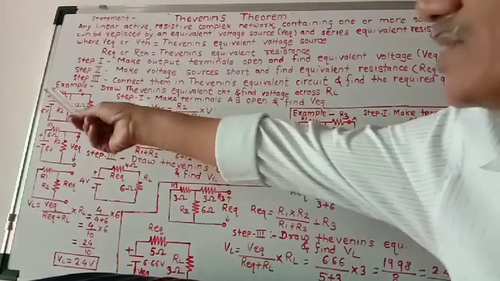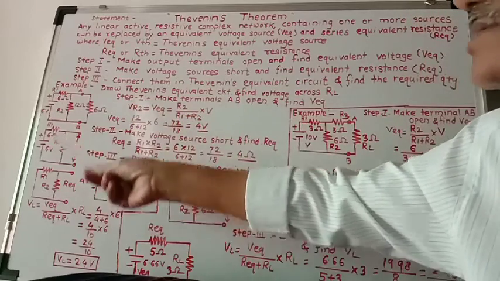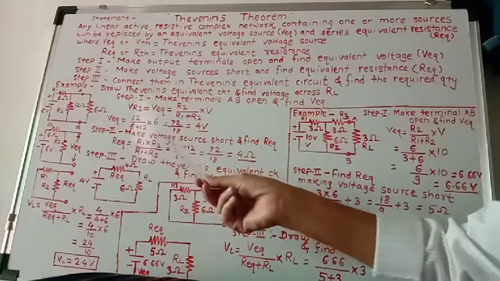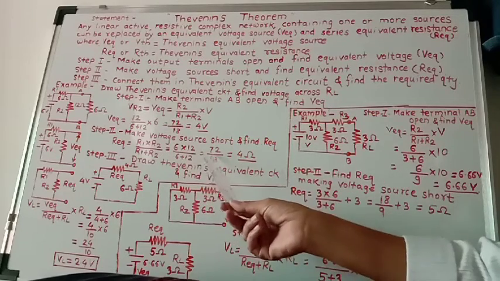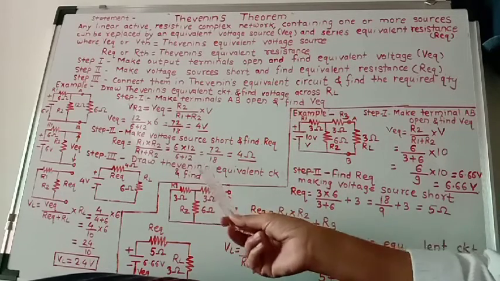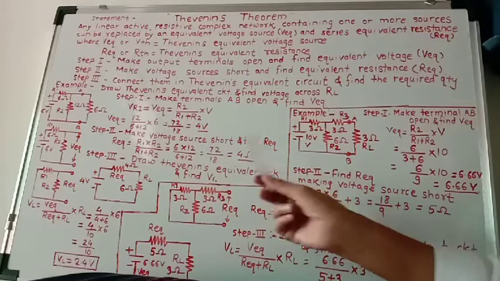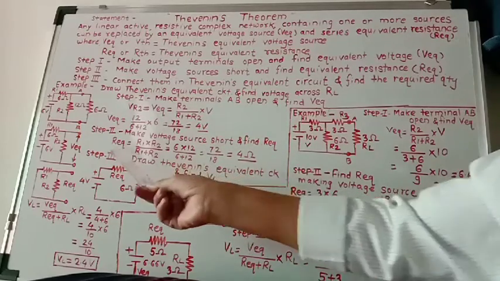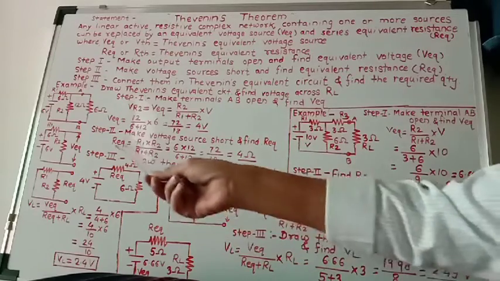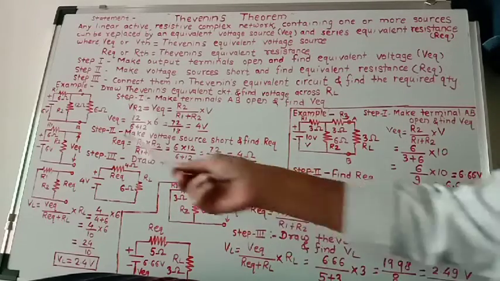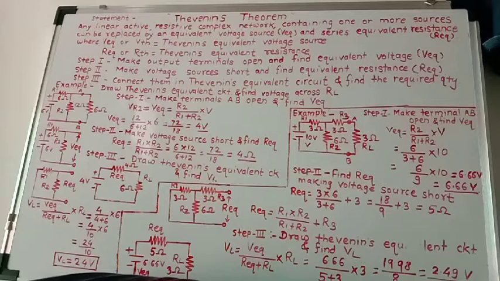Here R1 is 6 ohm and R2 is 12 ohm. So 6 into 12 divided by 6 plus 12. 72 divided by 18. 18 fours are 72. So R equivalent is 4 ohm. R equivalent is also called RTH. RTH is equal to 4 ohm, or R equivalent is equal to 4 ohm. This is Thevenin's equivalent resistance.